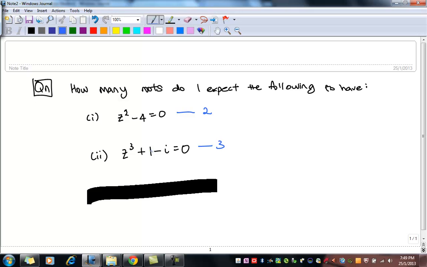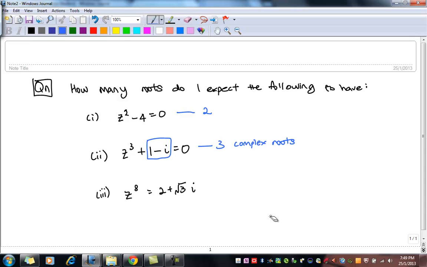But because there are complex numbers here, or rather there is an imaginary component, I would expect there to be complex roots, which is to say my roots need not be real. Finally, just to hammer in the point one last time, how many roots would this equation have? Well, it is to the power of 8, so I expect this equation to have 8 roots. And because there are imaginary terms involved, I would expect the roots to be complex. So for the first one, we had 2 real roots.